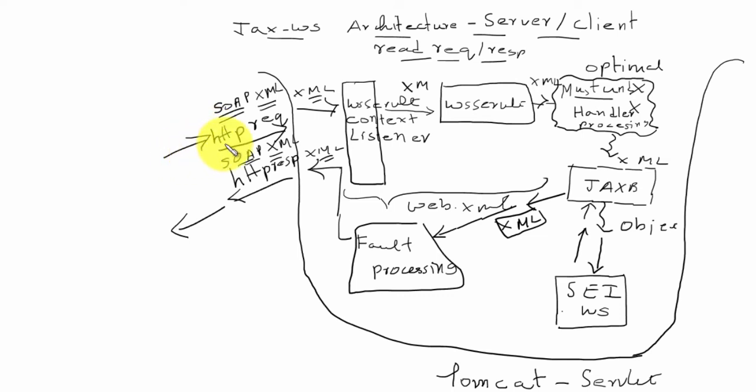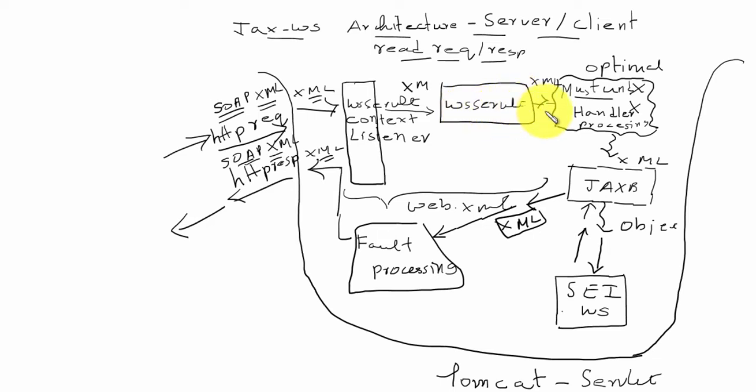It consists of a SOAP request entering the web server, which is in XML format. We have the concept of listeners. The listener will check if the incoming request is a SOAP message. If it is a SOAP message, then the request is forwarded to the WS servlet, that is the web services servlet. These listeners and the servlet are both configured in the web.xml file.